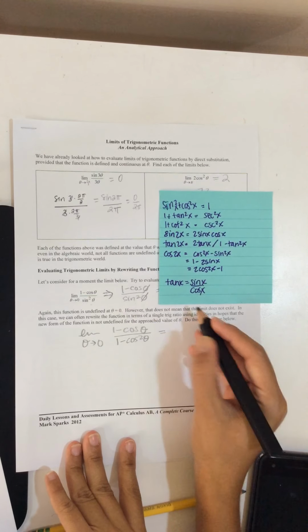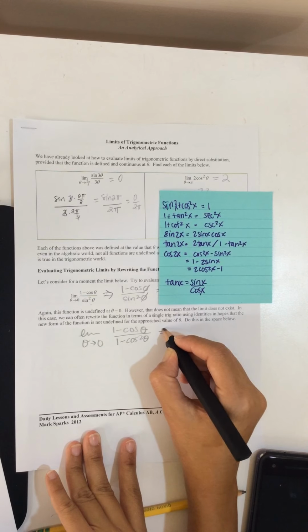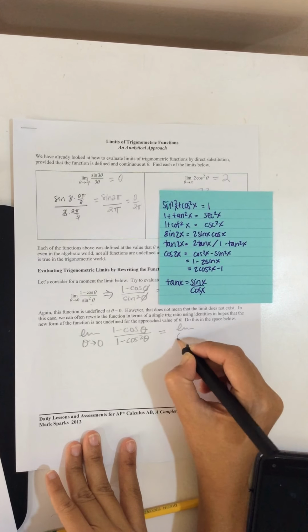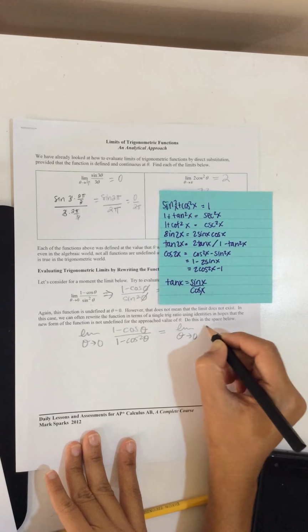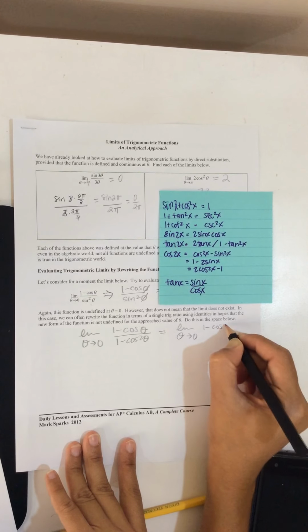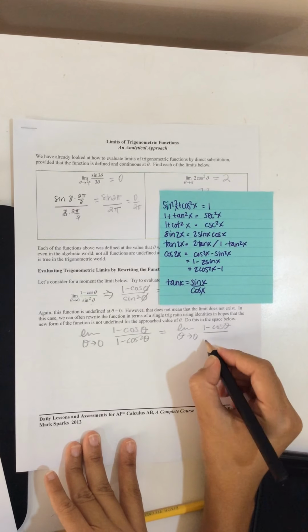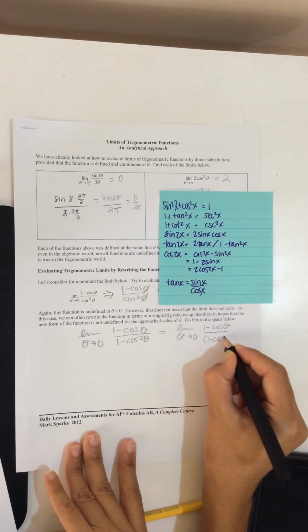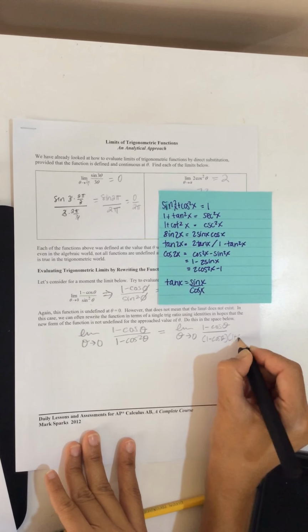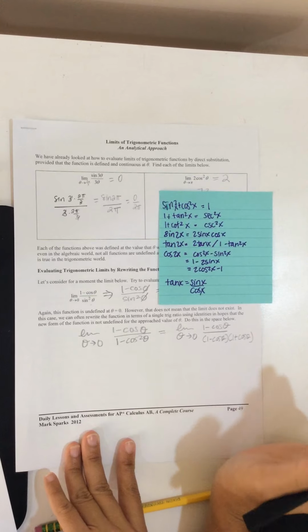Well, I can factor. I'm going to work with this. This is going to be equal to the limit as theta approaches 0 of 1 minus cosine theta over 1 minus cosine theta, 1 plus cosine theta. Remember, you can factor it that way.